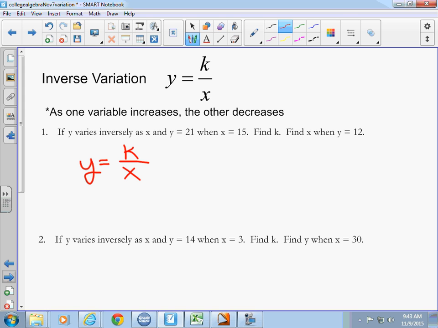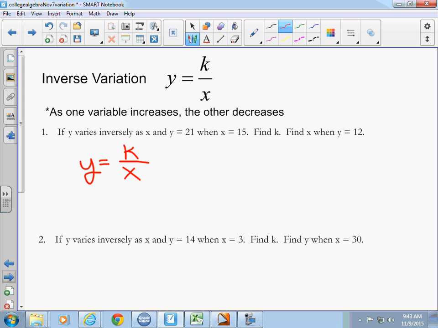Use indirect and direct instead of inverse and direct. So you might want to write in your notes inverse or indirect. All my stuff says inverse because your textbook uses the word inverse, but I have seen that the ACT uses indirect variation for inverse variation. So if you see that, it's the same thing as inverse variation.